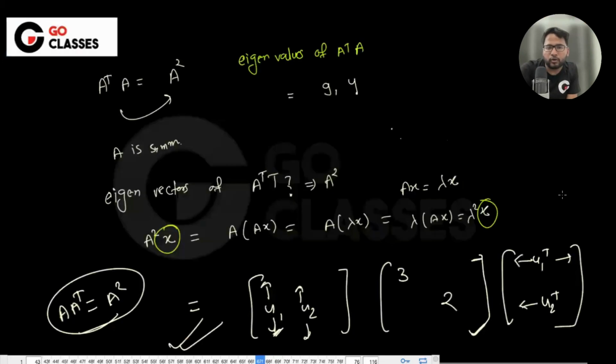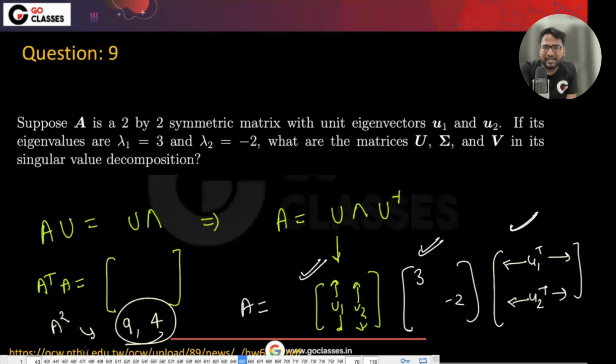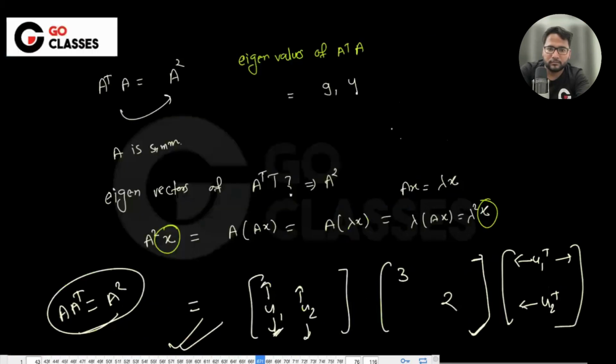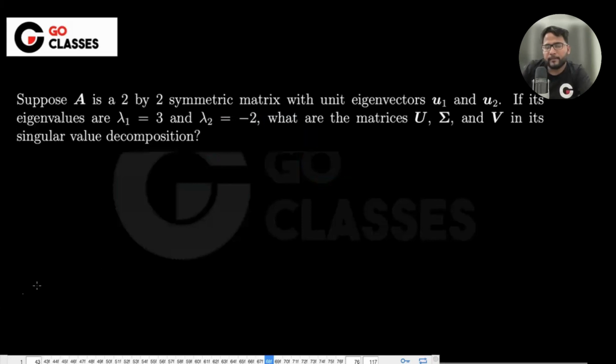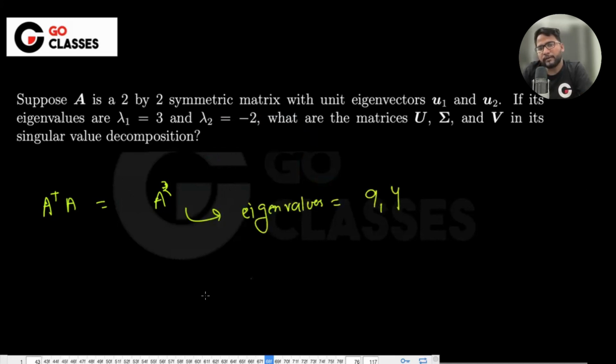So let's just do it from the beginning. See what they're saying. 3 and minus 2 are the eigenvalues, right? Let's just see if we are missing something. So 3 and minus 2 are the eigenvalues of A. So what are the eigenvalues of A transpose A? It is just A square. The eigenvalues here will be 9 and 4, right?